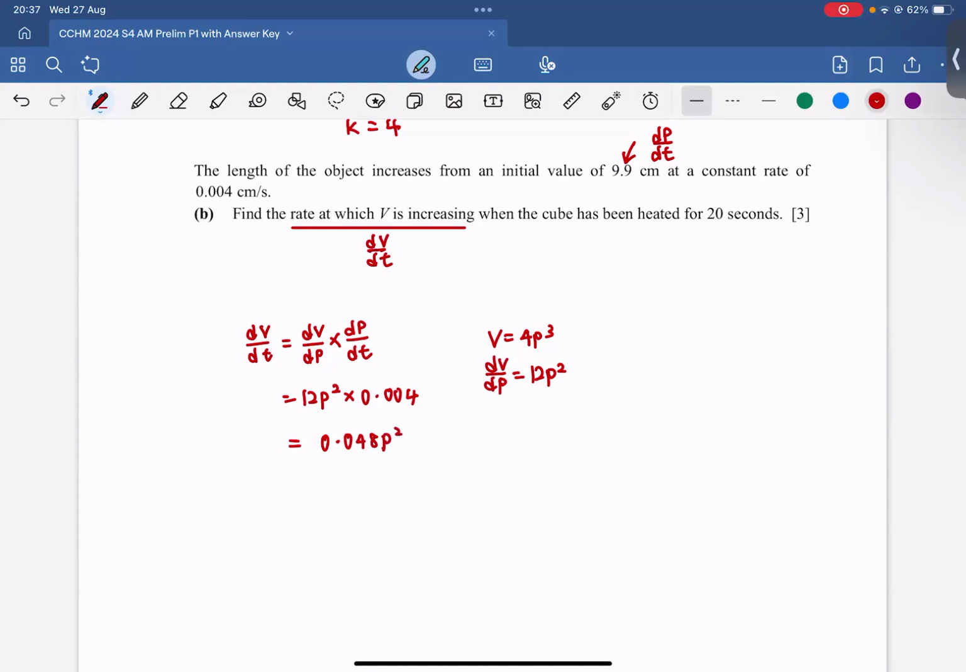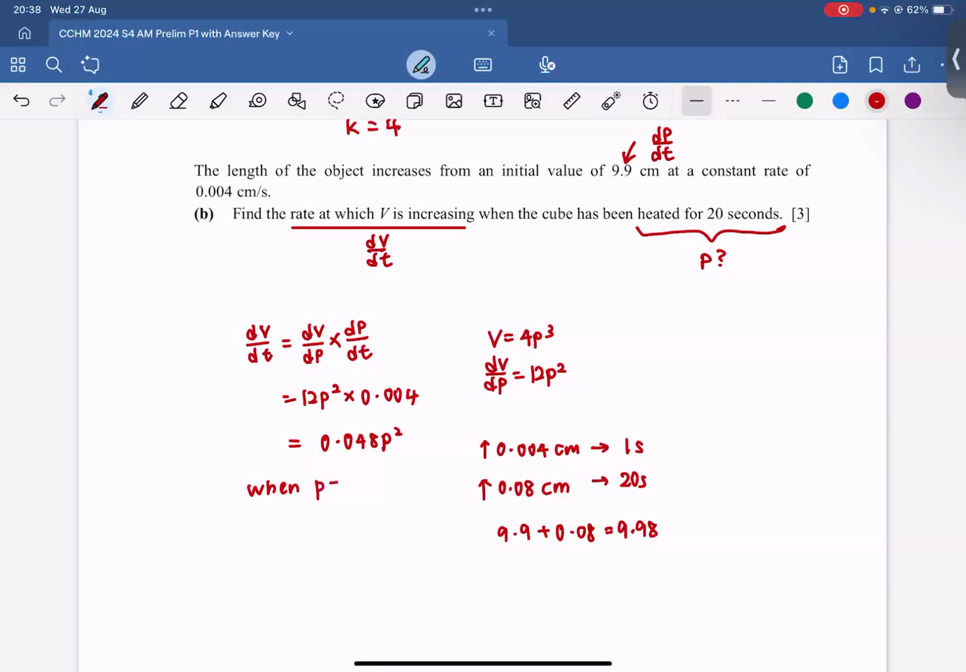So they want it when the cube has been heated for 20 seconds. So what we know is we need to find the p at 20 seconds. So we know that the length increases 0.004 cm in 1 second. So in 20 seconds, it will increase by 0.08. Okay, so it will increase by 0.08 from where? From 9.9 cm. So this will give us 9.98. So they want the rate of increase when p is 9.98.